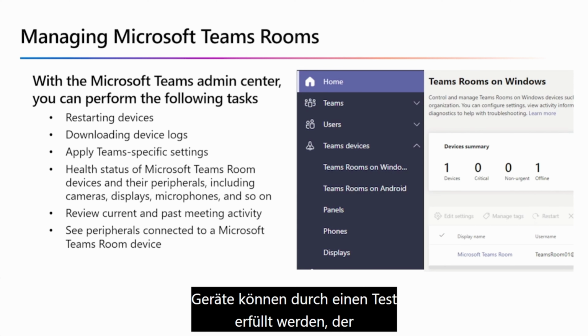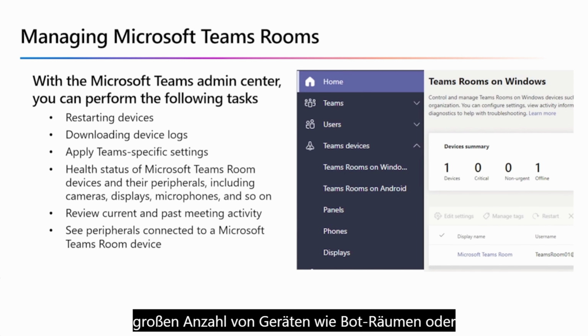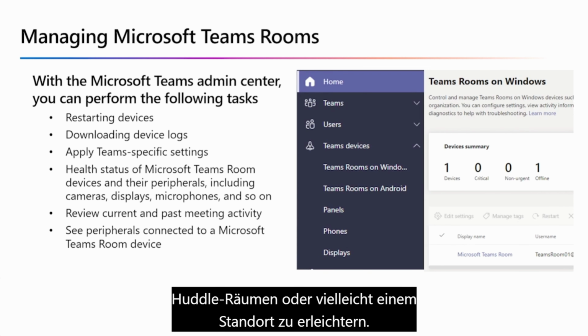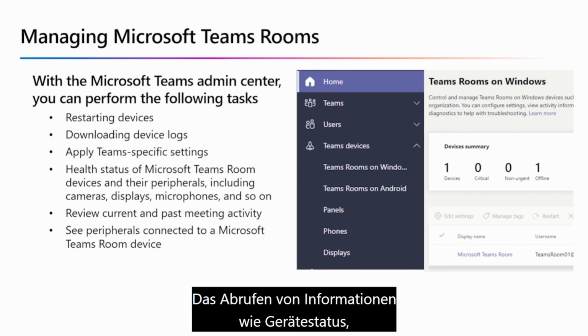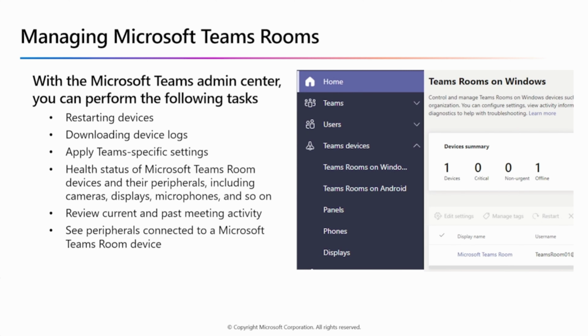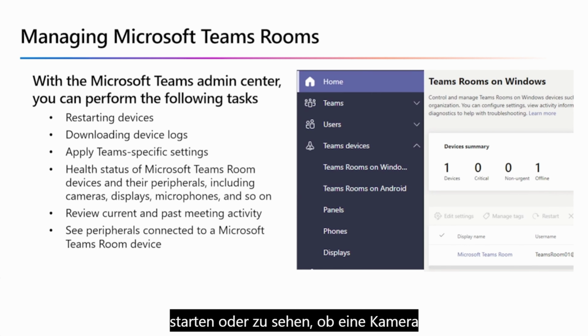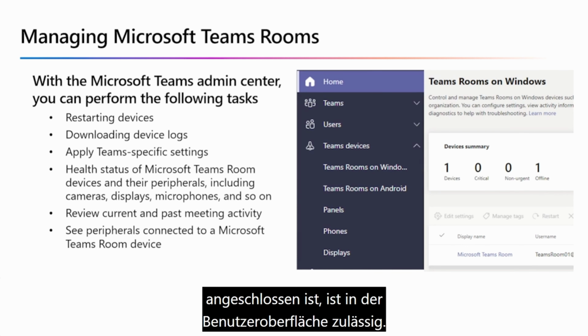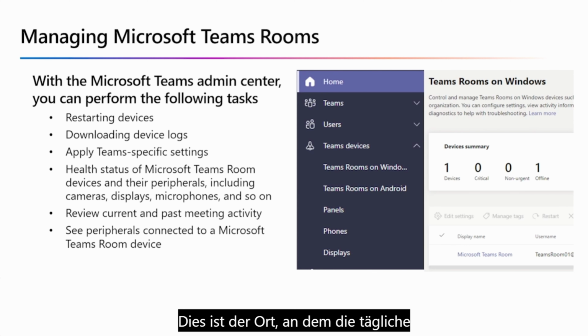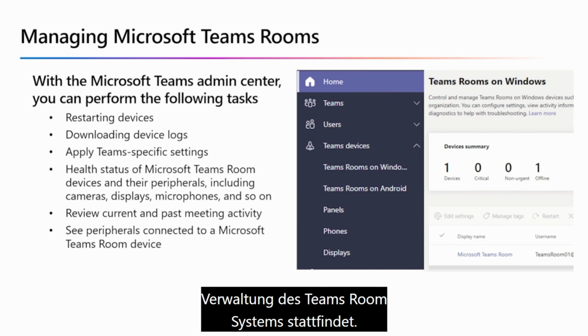Devices can be marked by tags, which will be explained later in the module, to make it easier to manage a large number of devices such as boardrooms or huddle rooms, or perhaps by location. Core information such as device state, update level, and the ability to reboot or see attached peripherals, such as finding out if a camera is attached, is available in the UI. This is where the main day-to-day management for Teams Rooms systems will be conducted.